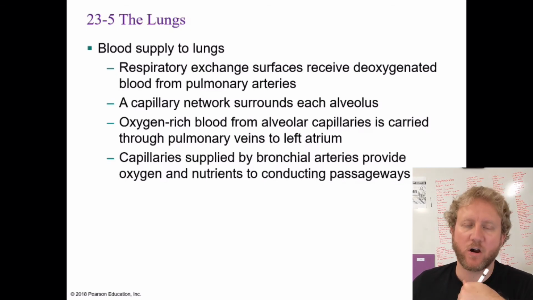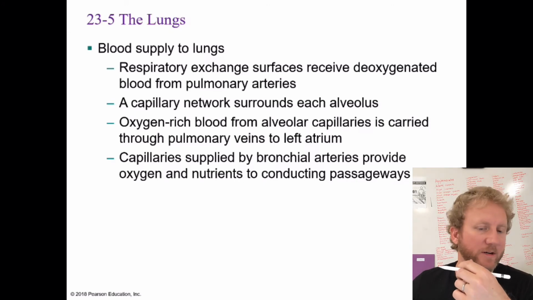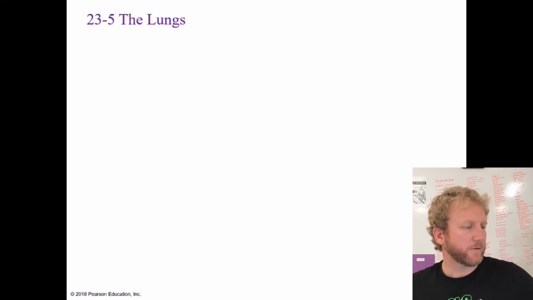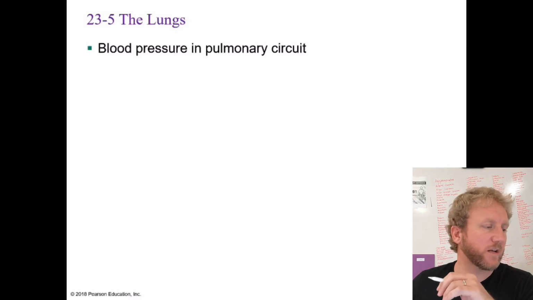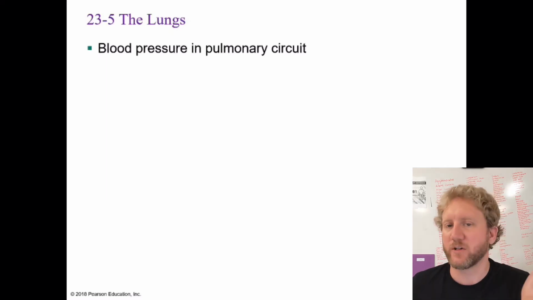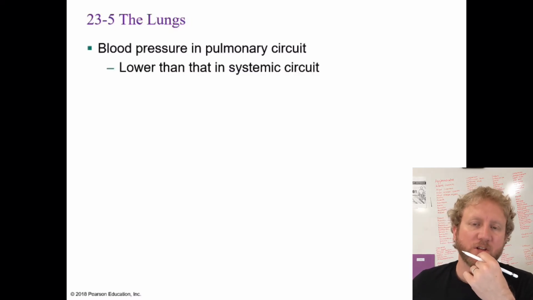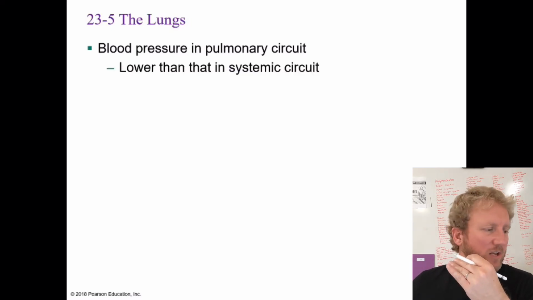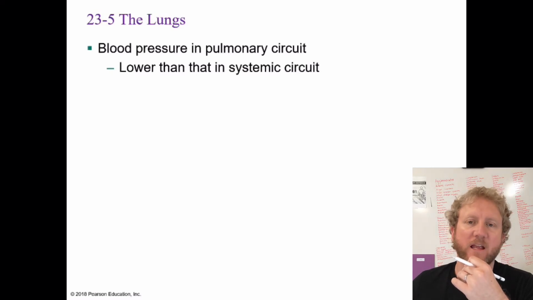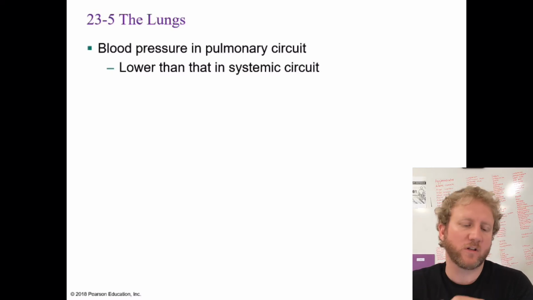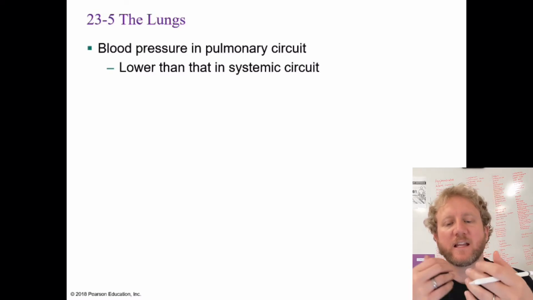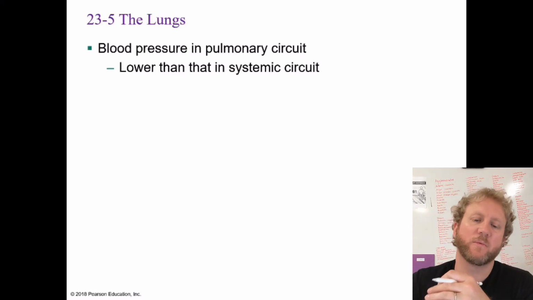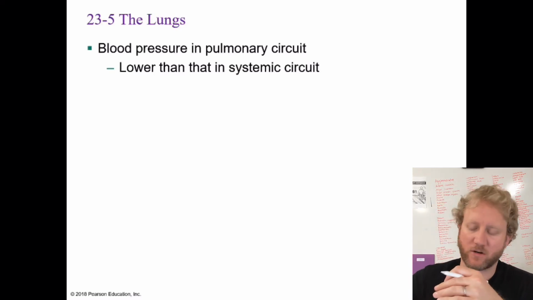Bronchial arteries bring oxygen and nutrients to the conducting pathways by way of the capillaries. In the pulmonary circuit, we want to talk about blood pressure. The blood pressure in the pulmonary circuit is lower than the systemic circuit, and we kind of looked at that a little bit. That right ventricle is a lot smaller. The amount of force required to move the blood is a lot lower. So that ends up being lower blood pressure in the pulmonary circuit than in the systemic circuit.